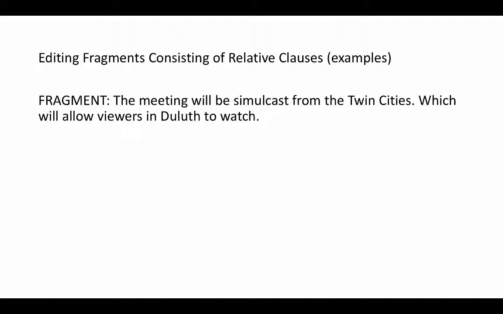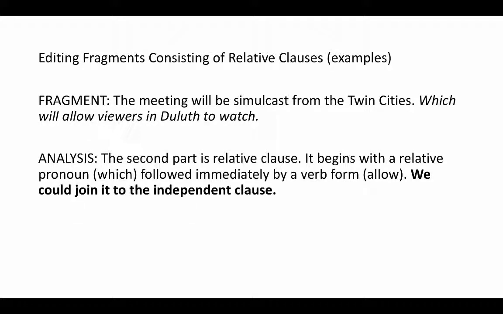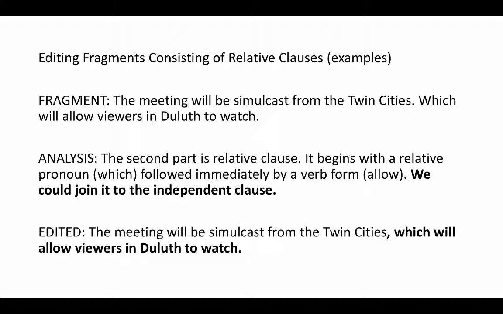Another example of a fragment consisting of a relative clause. The meeting will be simulcast from the Twin Cities, which will allow viewers in Duluth to watch. The second part, of course, is a fragment, and specifically it's a relative clause. It begins with the relative pronoun, which, followed by a verb form, allow. We could join it to the independent clause. The meeting will be simulcast from the Twin Cities, which will allow viewers in Duluth to watch, using appropriate punctuation, of course.